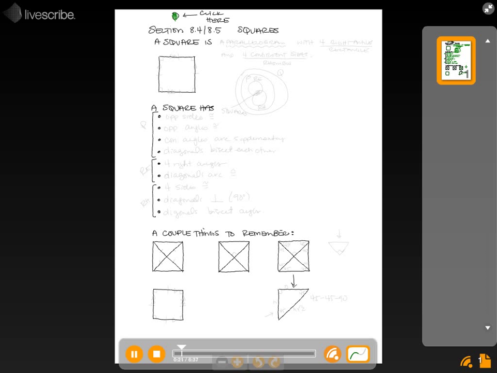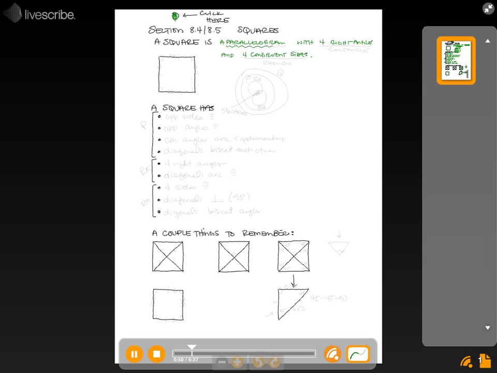A square is a parallelogram with 4 right angles and 4 congruent sides. Okay? Now let's talk about this definition.